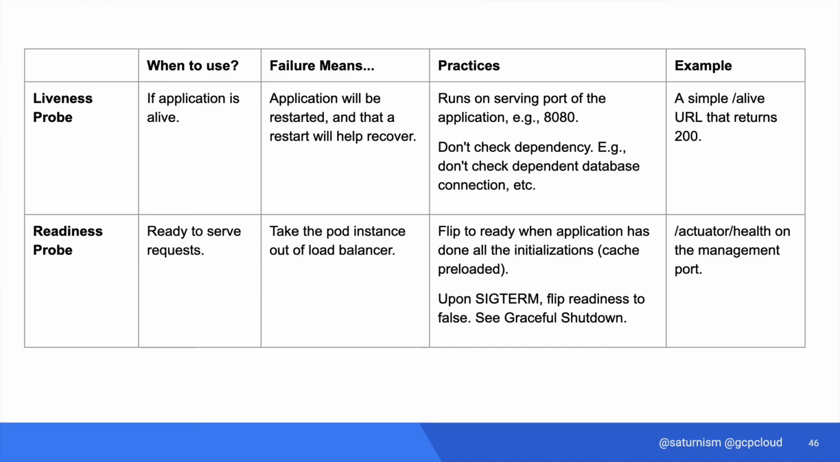The next contract is about how Kubernetes knows that your application is up and running and ready to serve. And there are two different checks for this. There's a liveness probe and a readiness probe. The liveness probe is the one that checks whether your application is alive. So if you fail the liveness probe, what that means is that Kubernetes will kill your application and try to restart it. It assumes that by restarting, your application can actually recover.